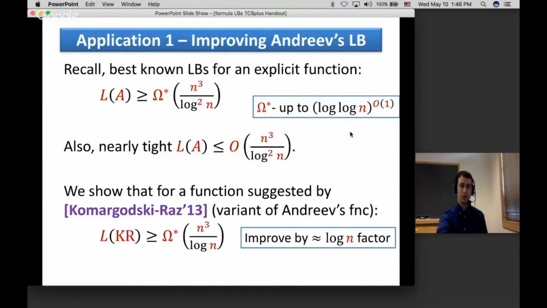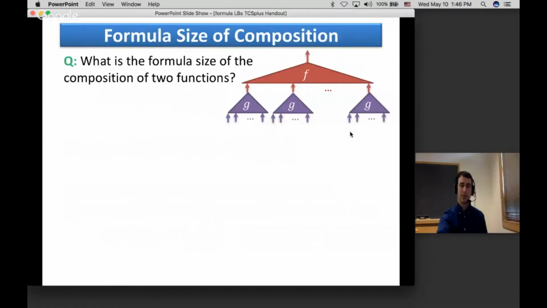In order to do that, I want to describe first what is the composition of Boolean functions. Take two functions, f and g. Both of them take many inputs and output one bit. How can you compose them? The way to do it is you take many copies of g, and you take each copy on a different set of variables. So if f has n inputs and g has m inputs, the composition has n times m inputs.